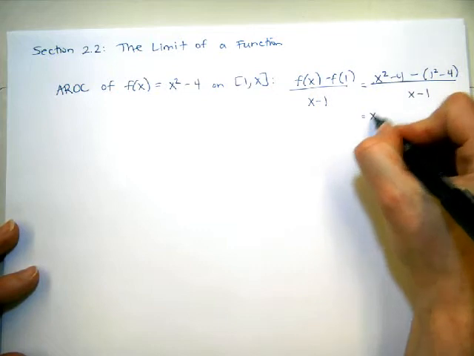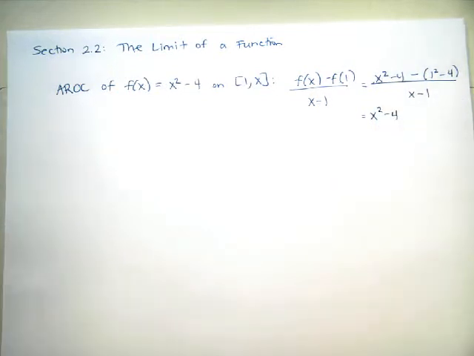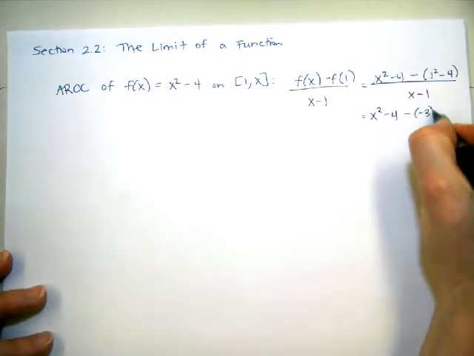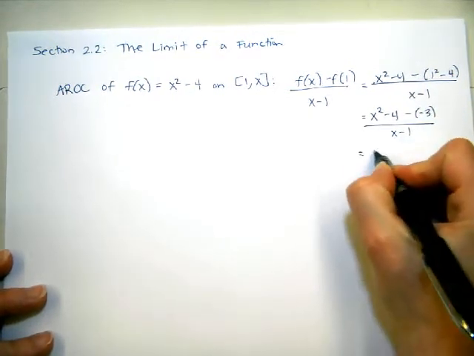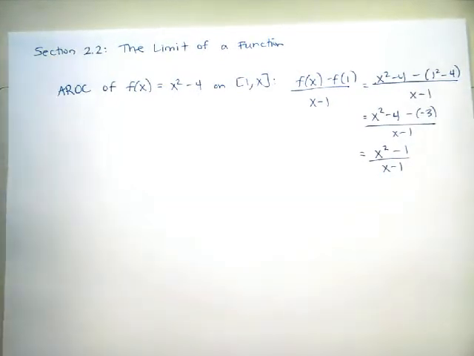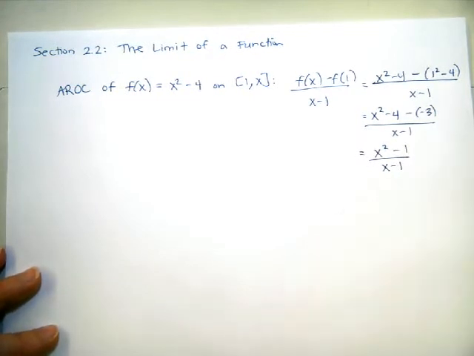Okay, so this is what I also expect to see on lab write-ups, anything really. This is the notation I'm looking for. So minus negative 3. Okay, so again, we get to x squared minus 1 over x minus 1. Okay, so that means the average rate of change for this function on 1 to x can be given by this expression right here.